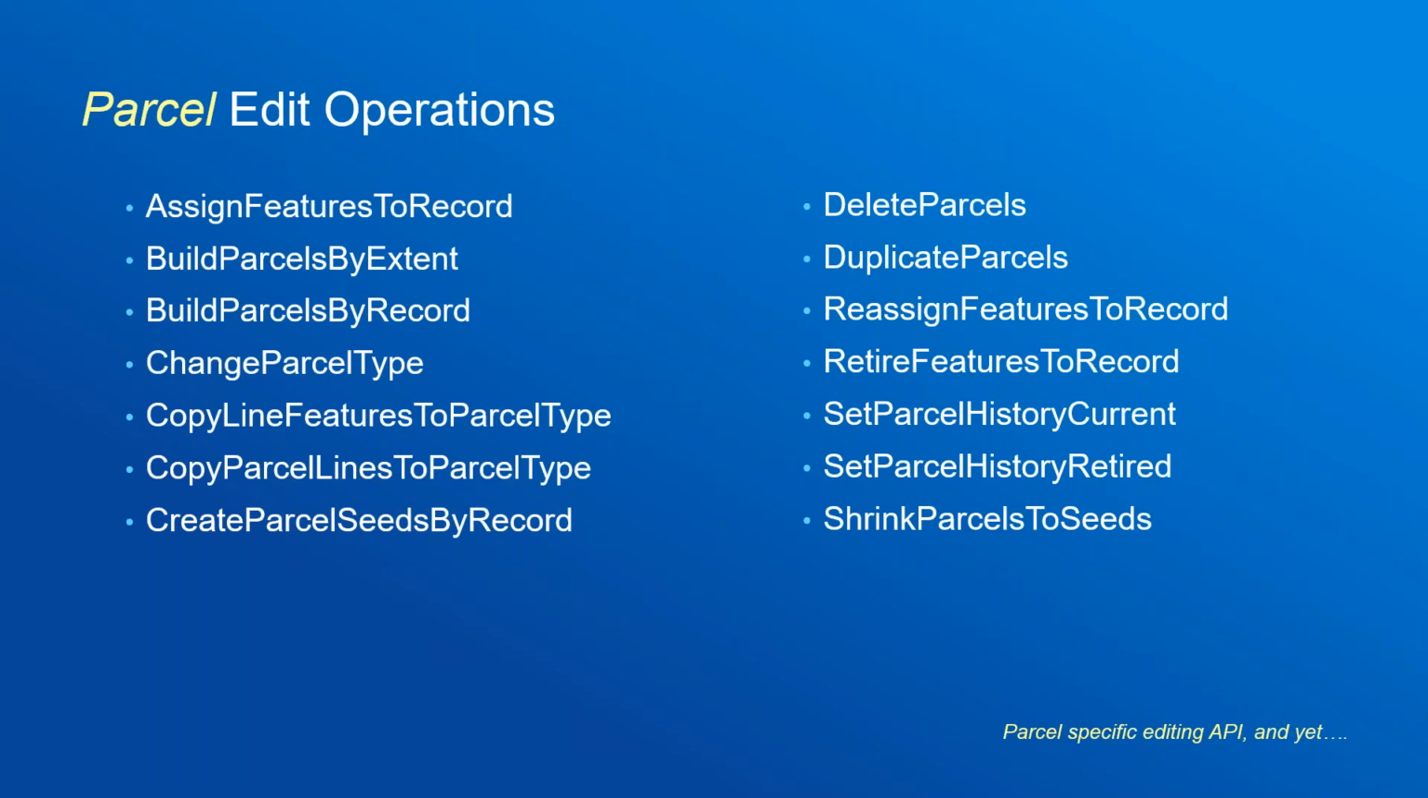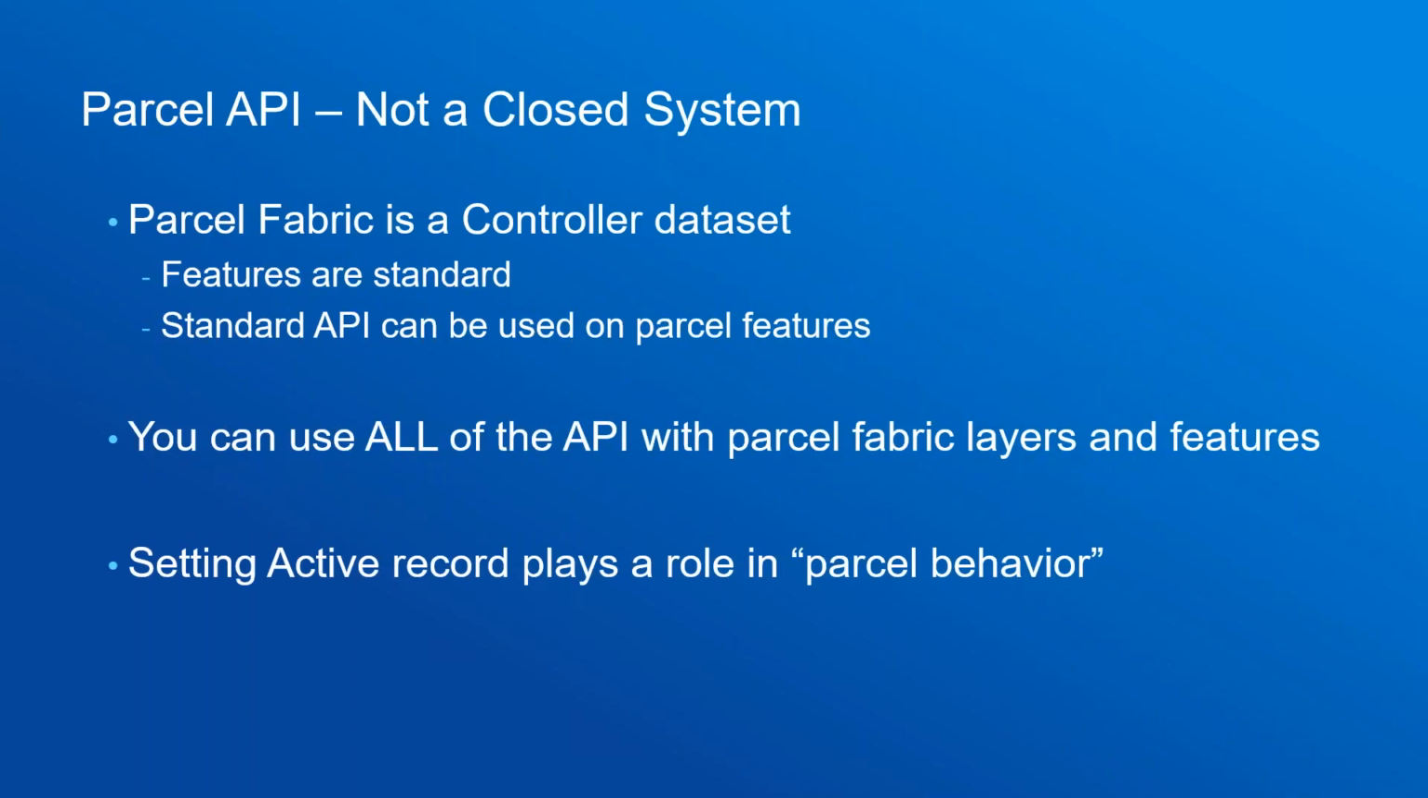So here's that full list again of the editing related functions for the Parcel API. They are parcel specific and pretty coarse grained, but you're not limited to working only with these. You can get a lot finer grained, and as programmers, it's not a closed system, so you have complete access to all of the other API outside of these parcel-specific API functions. Meaning the parcel layer and the parcel editing API is not the only way that you can access and edit the data. And then the active record plays a role in parcel behavior. So that's the distinction.